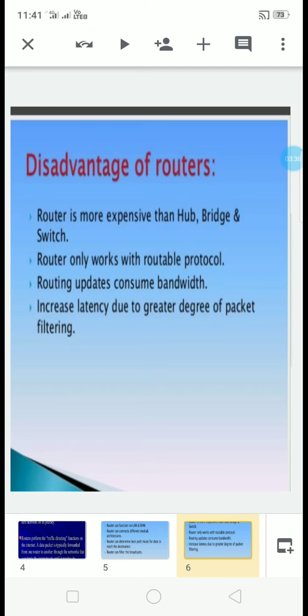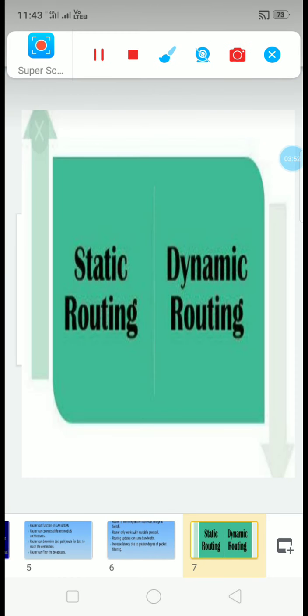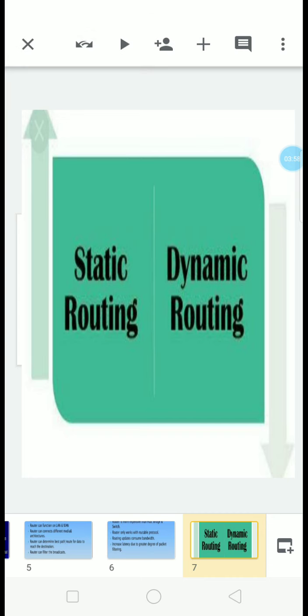They are protocol dependent devices. That means they must understand the protocol they are forwarding. There are two types of routing, that is static routing and dynamic routing. Static routing is a process in which we have to manually add routes in the routing table.